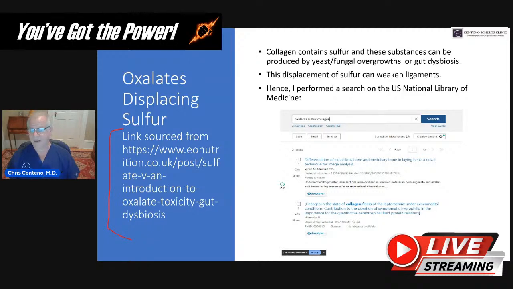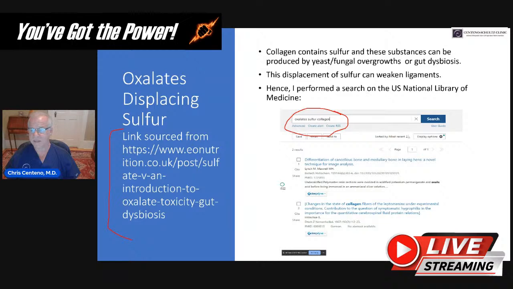I couldn't find anything in the National Library of Medicine, even on the basic science or animal research side, talking about oxalates displacing sulfur in collagen and that causing weakening of ligaments. You need to realize that, again, this is one of those things where you can use a lot of fancy verbiage, but you've still got a pretty tenuous theory where you're saying because oxalates can replace sulfur in collagen molecules, that may weaken the collagen, and hence that's leading to ligament problems, and hence that's leading to CCI.